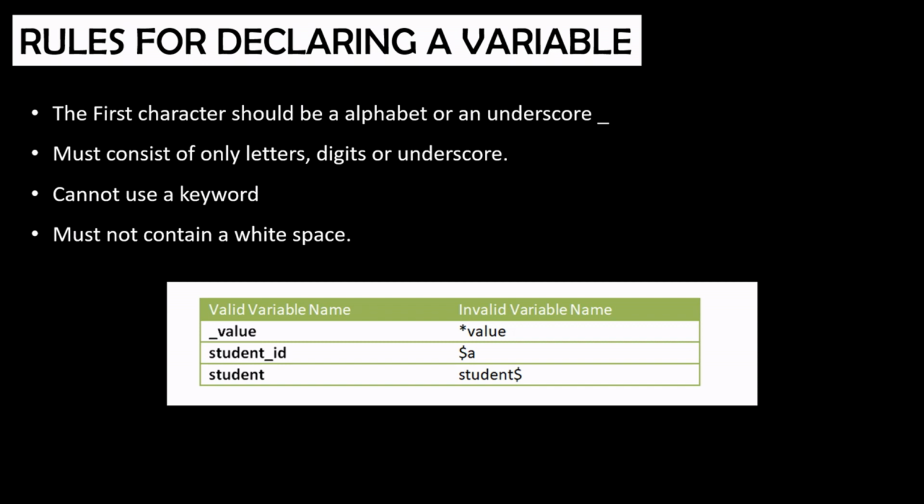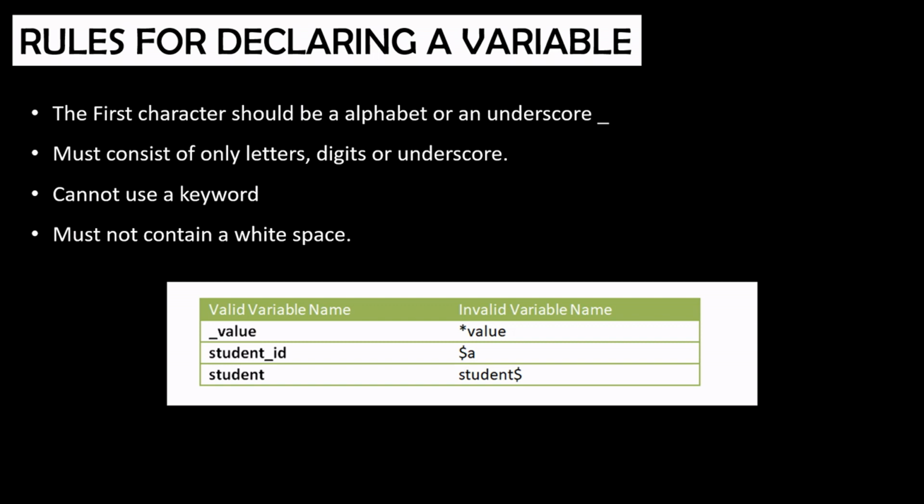Now let's discuss some valid and invalid variable names. In the first example, among the valid names, underscore value is a valid variable name because it is starting with an underscore. Student underscore ID and student, that is the second and third examples, are also valid according to the rules.